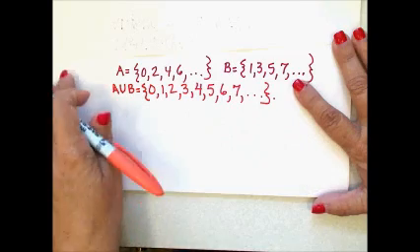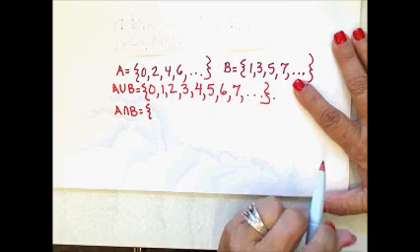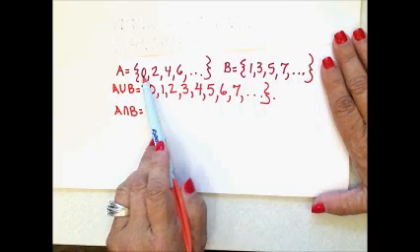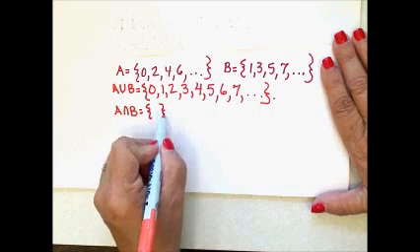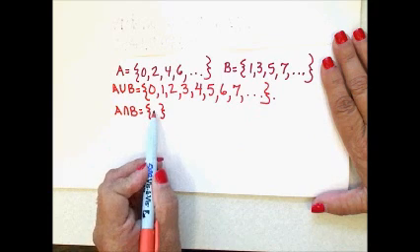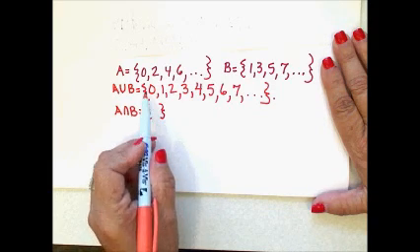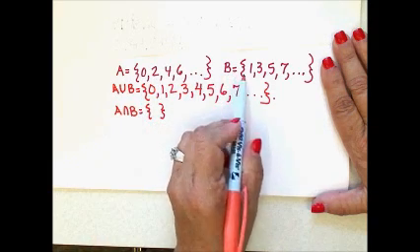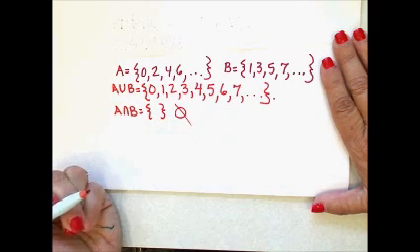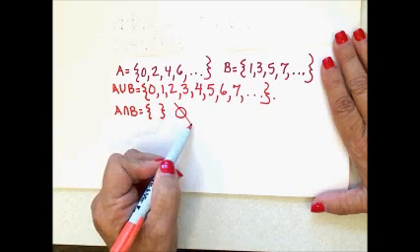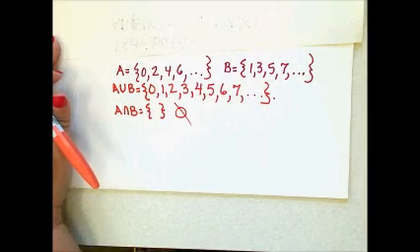Now let's talk about A intersect B. What's common to both of them? Well, these are even numbers and these are odd, so they're not going to have anything in common. So I could write that with a set with nothing in it. It's not the set with 0 in it, because if I put a 0 in here, I'm saying that the number 0 is in both, and it's not. So it's a set without anything in it, or the empty set. In other words, the null symbol, the circle with the line through. So that represents A intersect B.